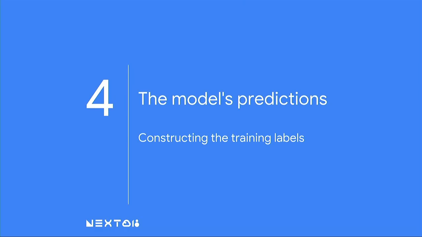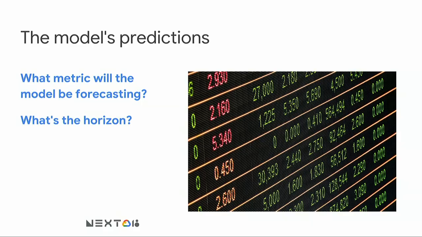Now let's take a look at model predictions. What we're going to be predicting. Let's start with that. What metric will the model be forecasting? When we're talking about a stock price forecasting model, the key is to define what horizon we're talking about. Are we going to be forecasting for a year, for several months, days?